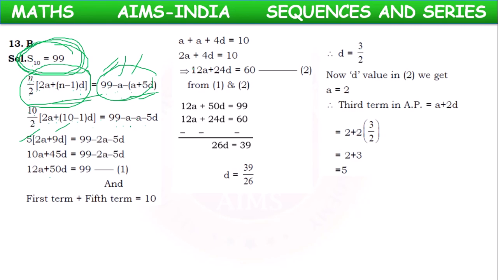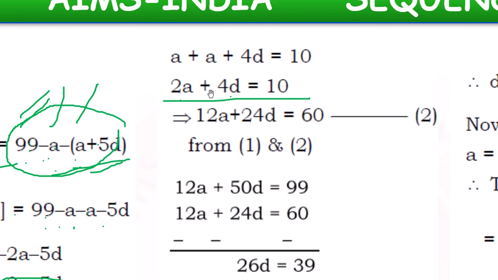But for solving the equations, we have got this equation and we have got this equation. We have to balance any one term, either a or d, so that we can cancel them and we can find one value. Here 12a 50d is there. Here 2a 4d is there. So let's multiply this entire equation with 6. Let's multiply all the terms with 6.